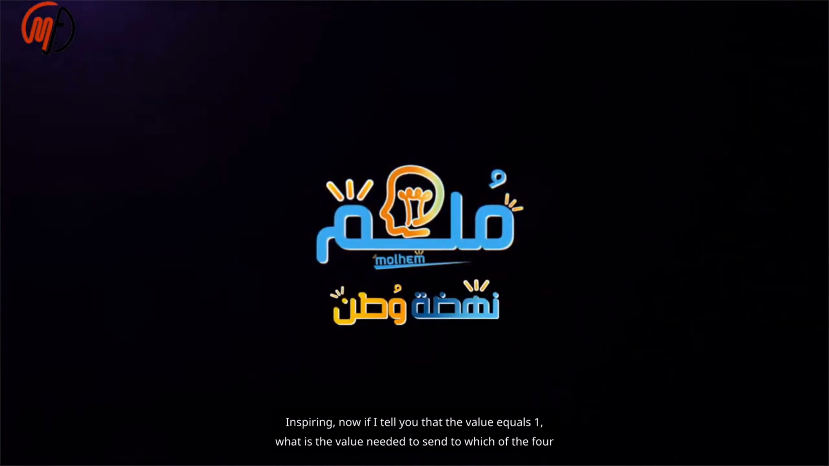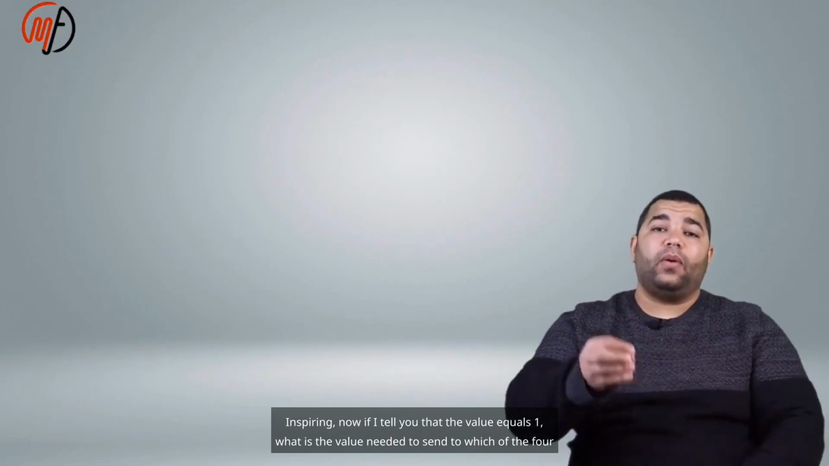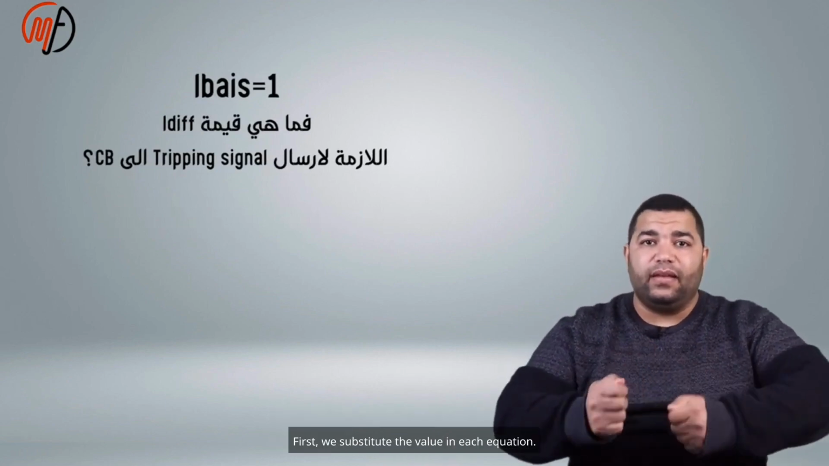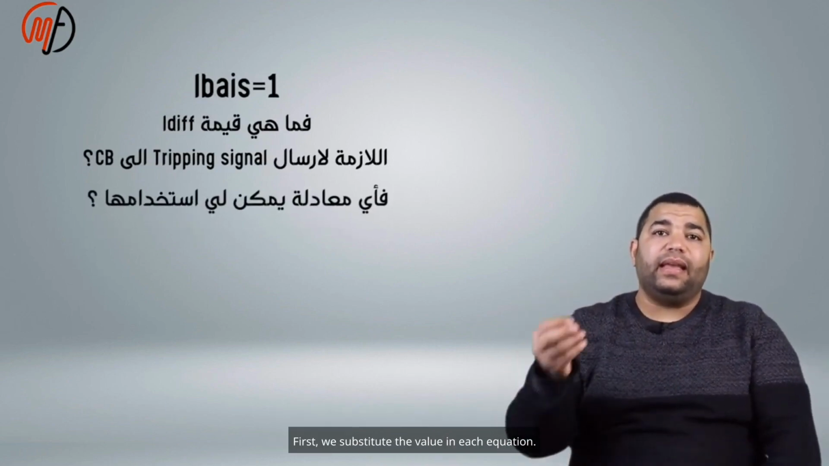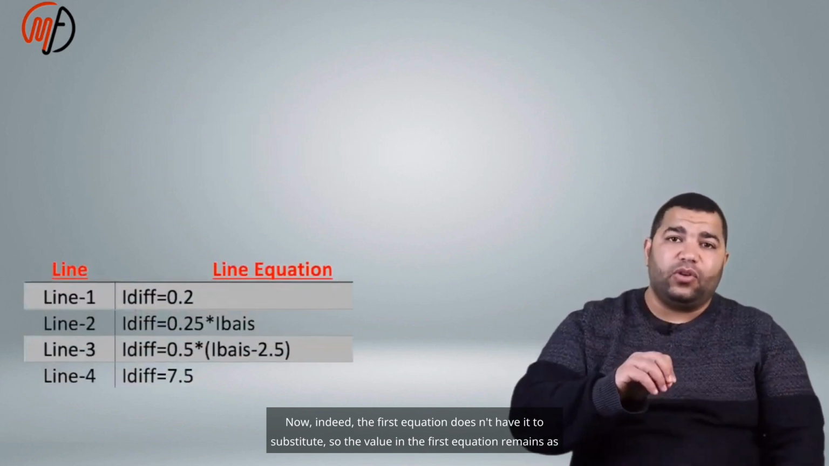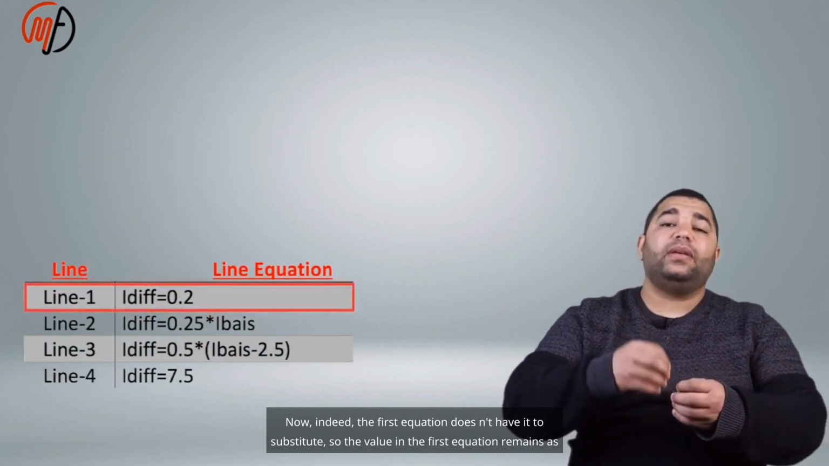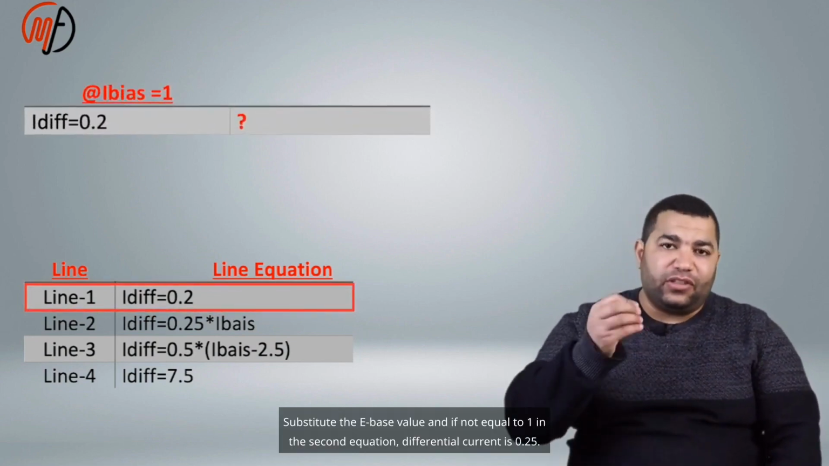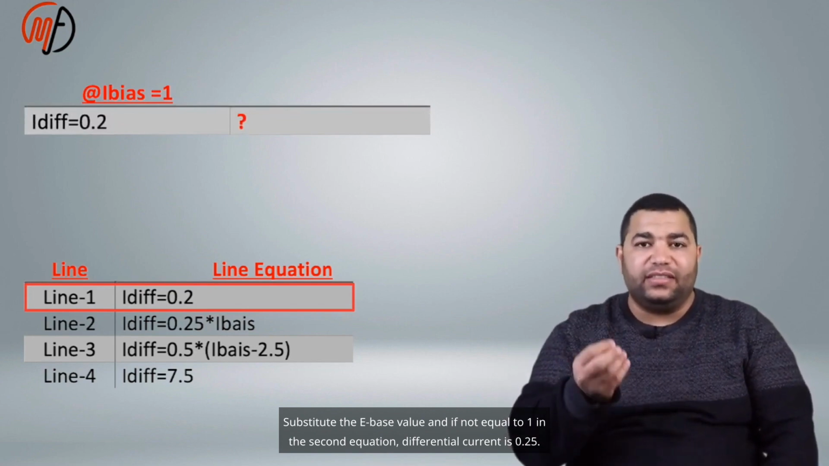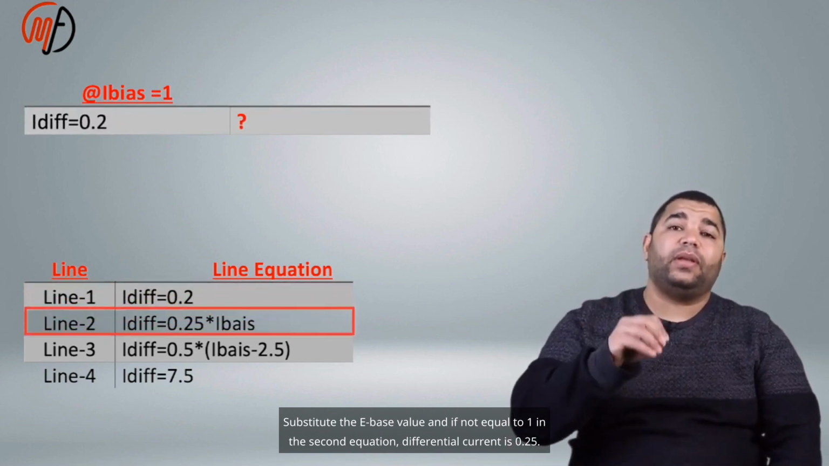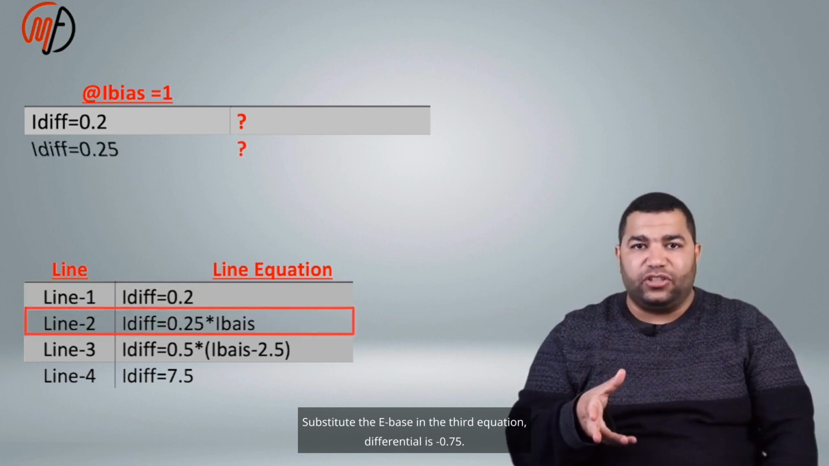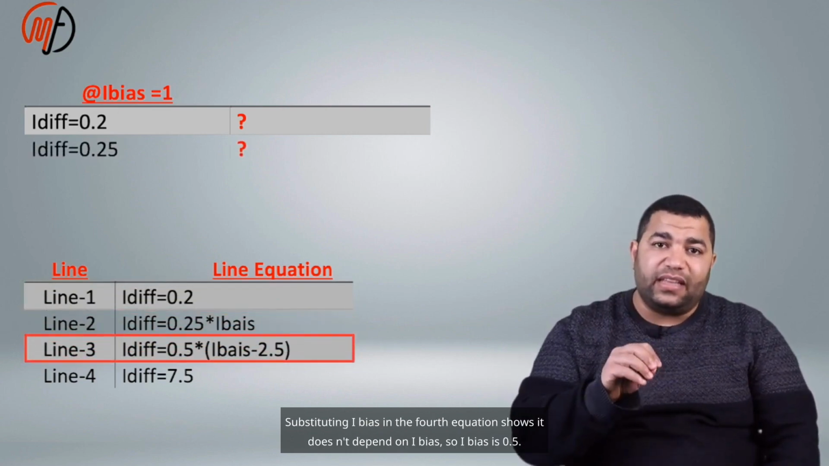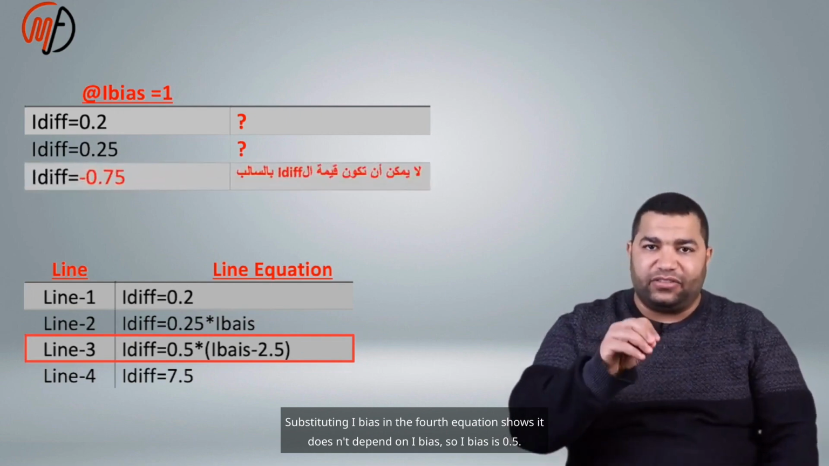Now, if I tell you that the I bias value equals 1, which of the 4 equations should I use? First, we substitute the value in each equation. The first equation doesn't contain I bias, so it remains as it is. Substituting the I bias value in the second equation, the differential current is 0.25. Substituting I bias in the third equation, the differential is 0.75. In the fourth equation, it doesn't depend on I bias, so it remains 7.5.